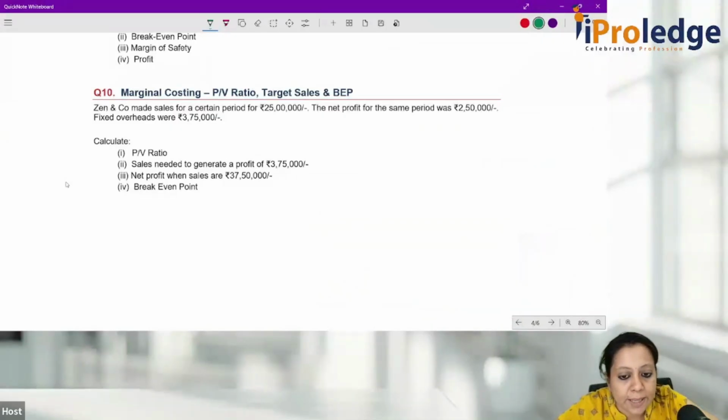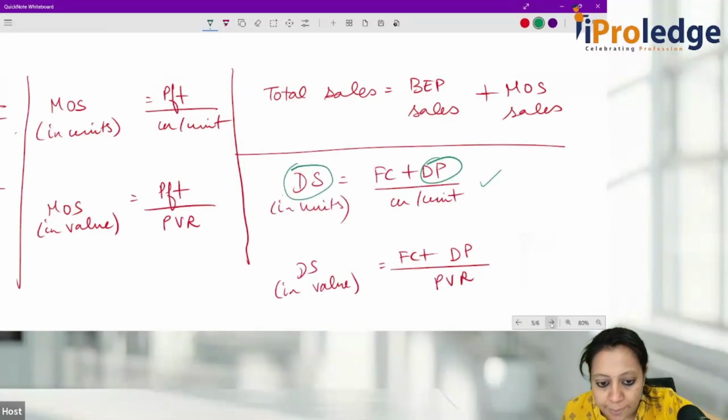So Zen and company has made sales for this much and the net profit is given to be this. Fixed overheads are this much. Find out the PV ratio, sales needed, net profit, BEP.